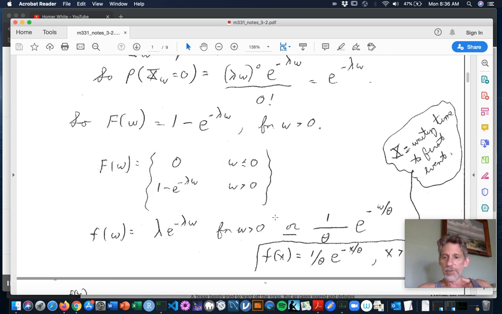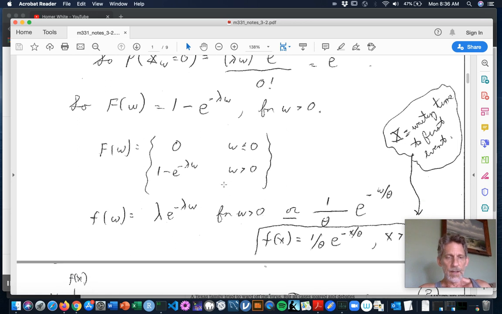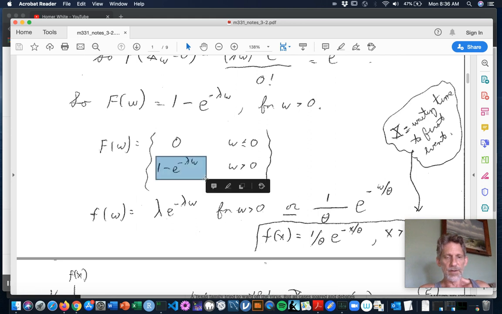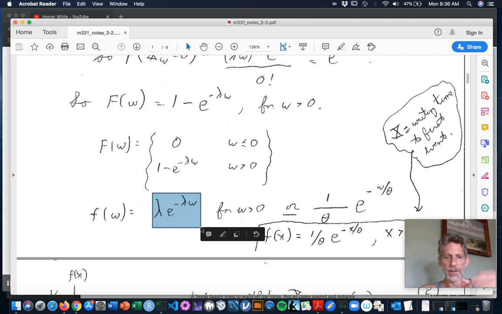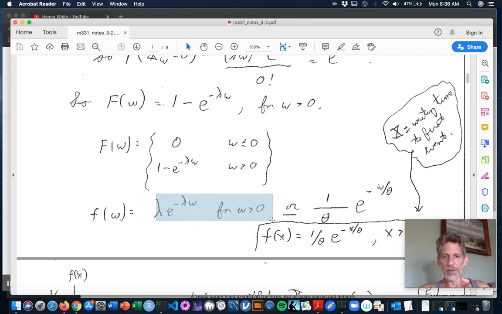So if we take its derivative, then we can get ourselves a PDF. So we do that, and the derivative of 1 minus e to the minus lambda w turns out to be lambda e to the minus lambda w, for w bigger than 0. Of course, it's 0 otherwise, because the derivative of 0 is 0. So we'll just say what it is on the support and move on.